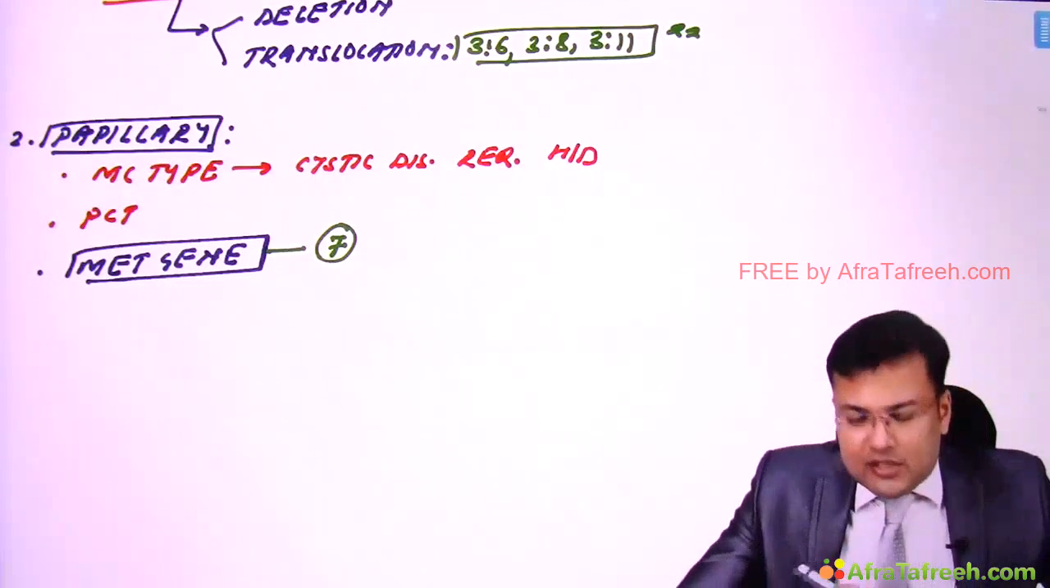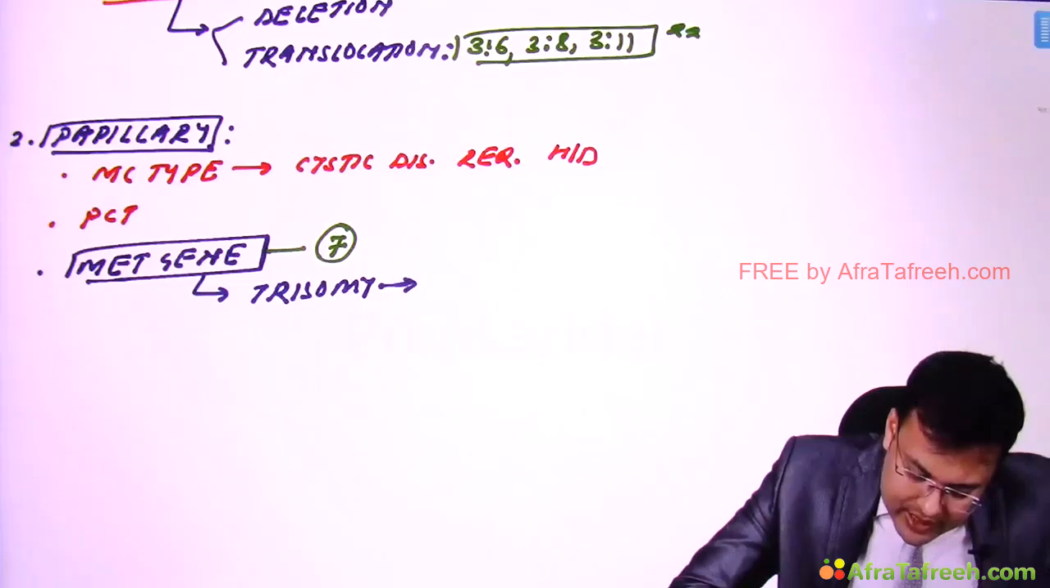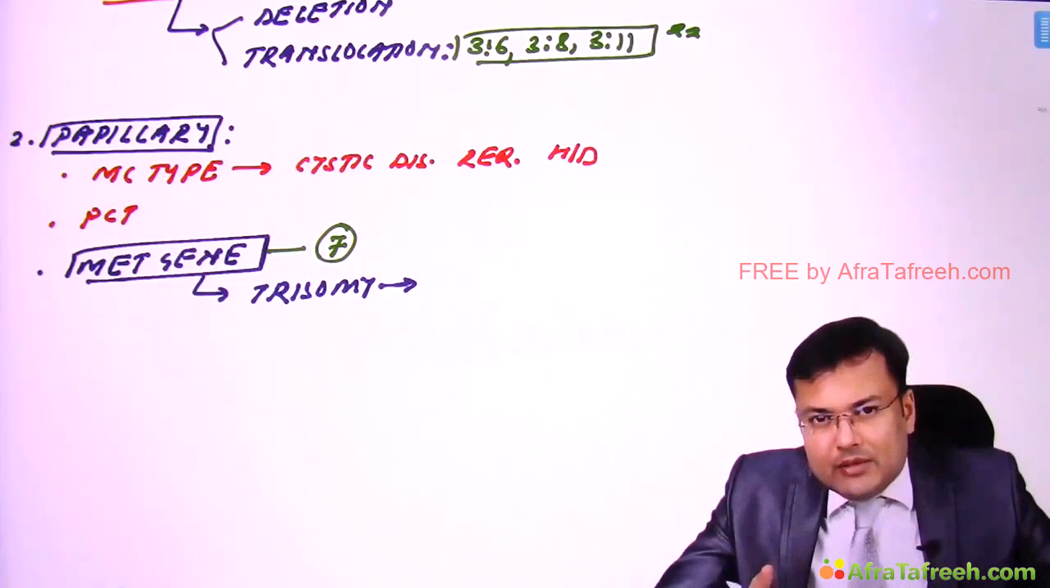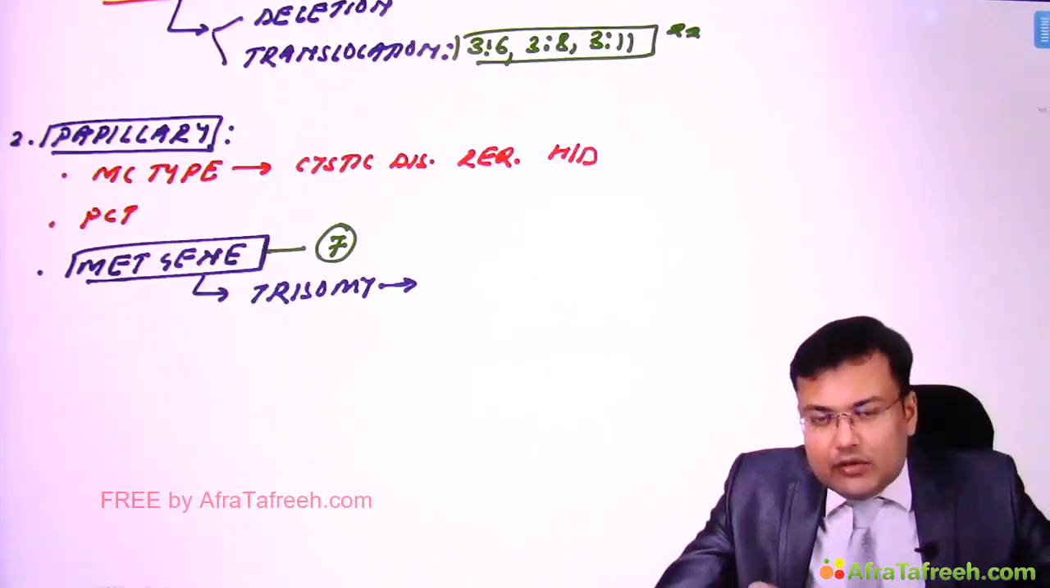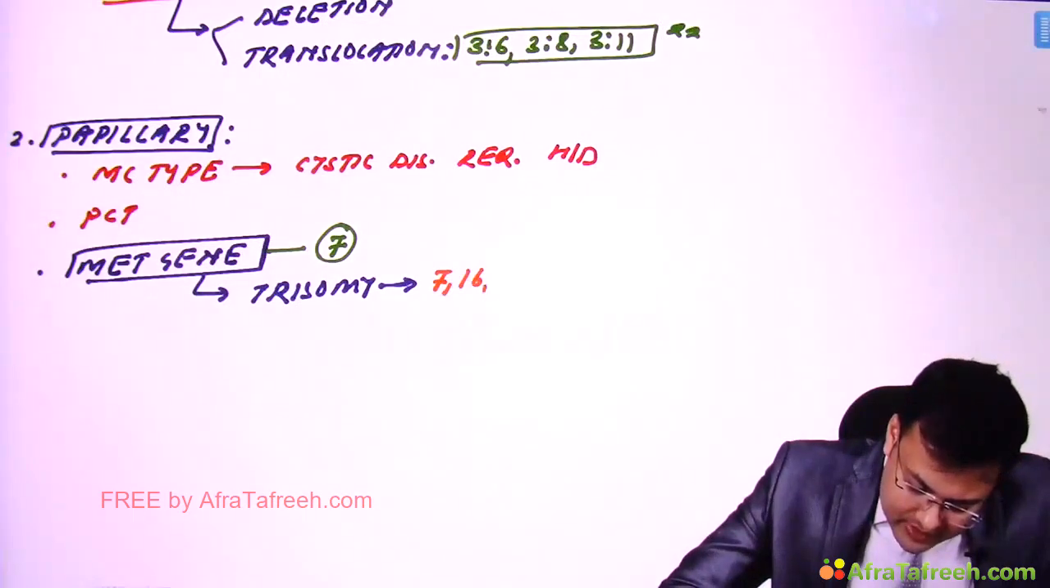And what kind of process is occurring? There is trisomy. You know that this trisomy involves chromosome 7. Apart from 7, sometimes chromosome numbers 16 and 17 are also involved. So the chromosomes involved are 7, 16 and 17.